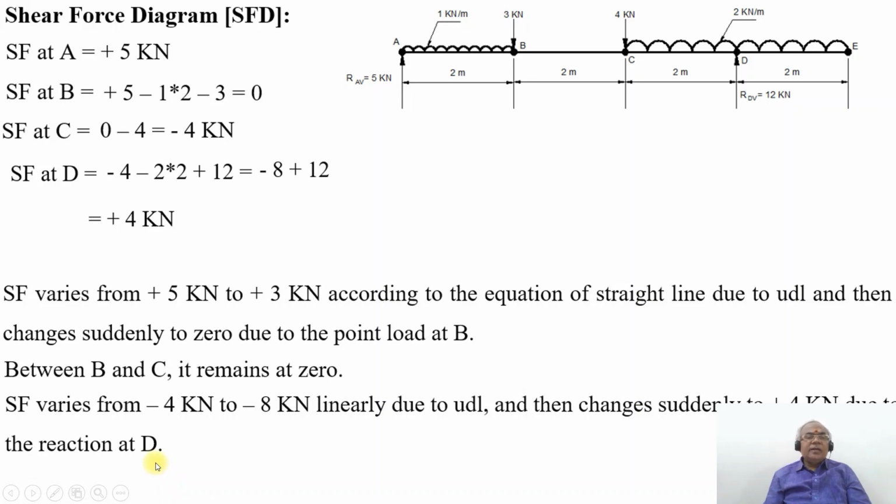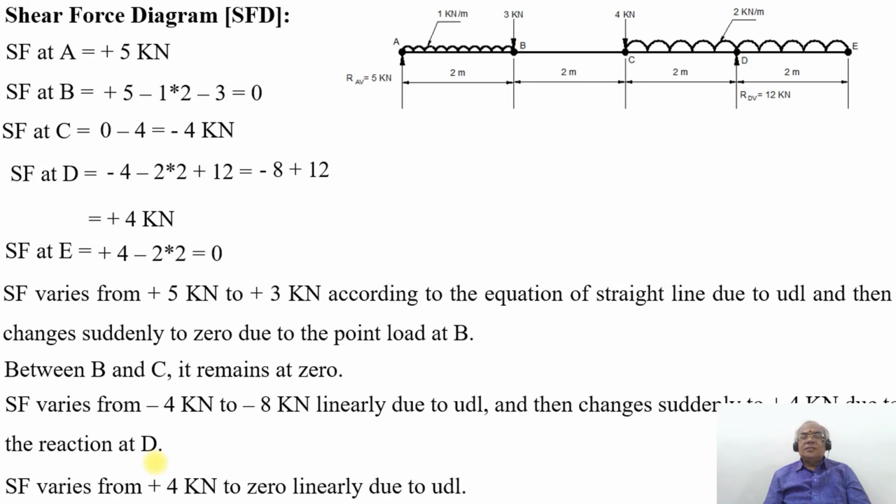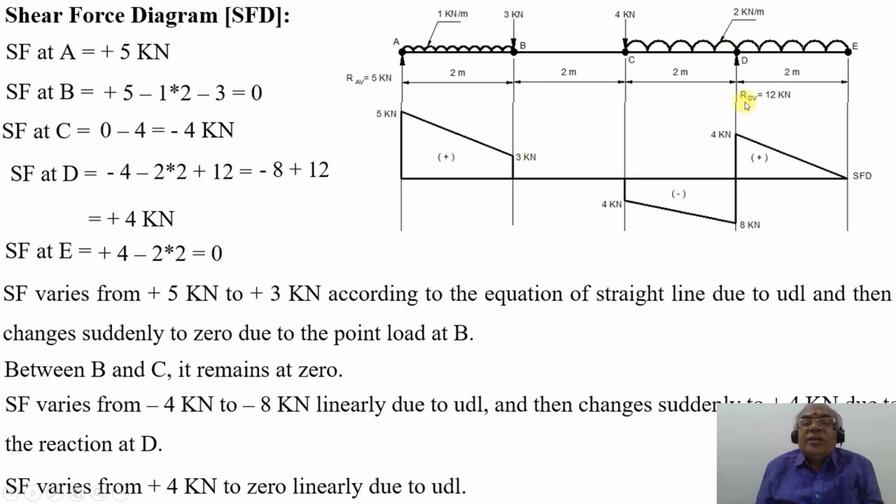Then what happens to the SF at E? SF at E will be equal to plus 4 minus 2 into 2. It becomes 0. SF varies from plus 4 kilonewton to 0 because of the UDL. So that is how you can see here. This is the nature of the pattern.